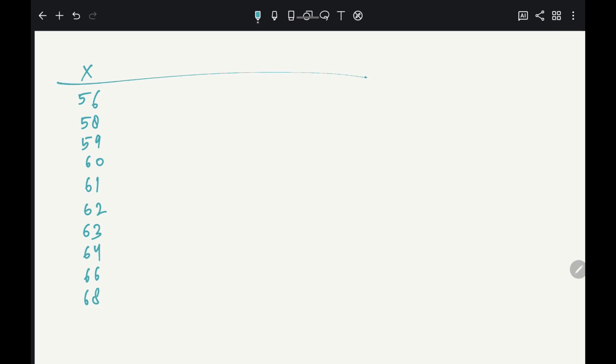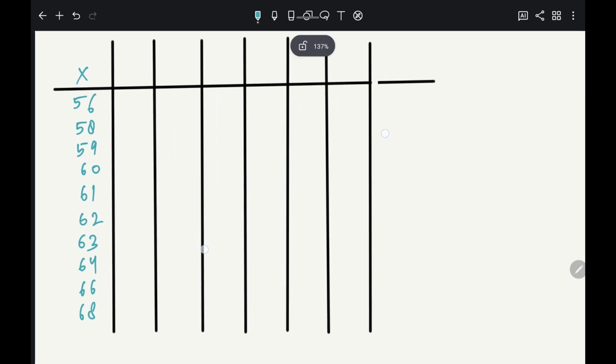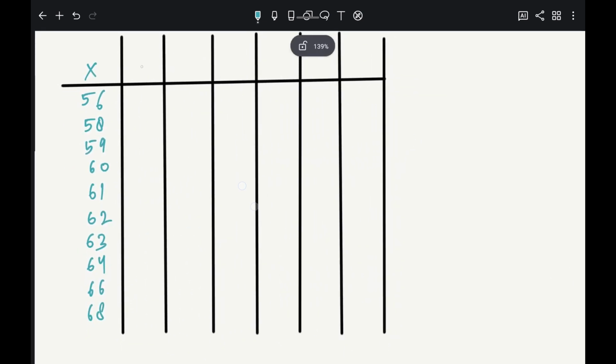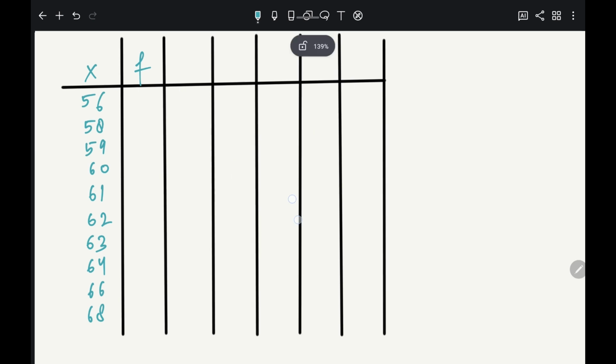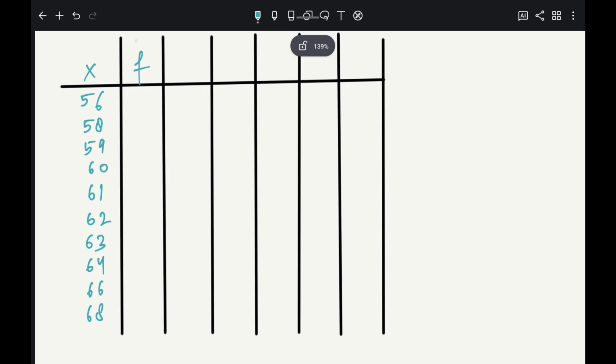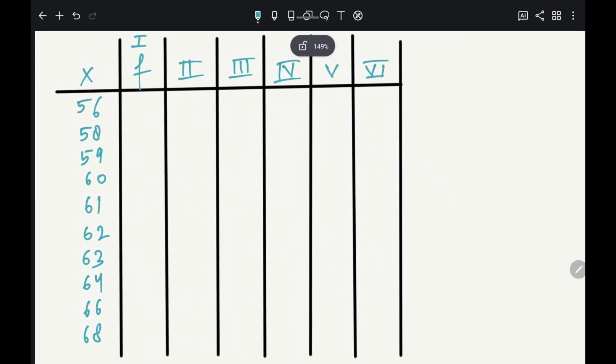Here we have our x series as 56, 58, and then we have to make 6 columns. So we have made our 6 columns. This first column will be the frequency column, the frequency which is given in our question. We take this as first, this is second, this is third, this is fourth, this is fifth, and this is sixth. Now let us look at our second column.